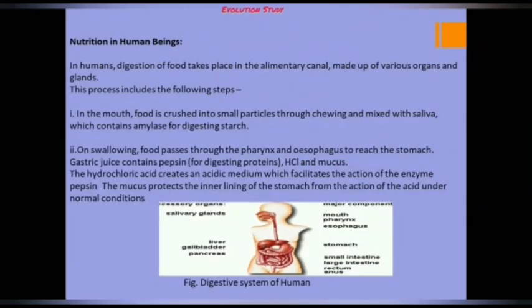Nutrition in human beings. In humans, the digestion of food takes place in the alimentary canal, made up of various organs and glands. This process includes the following steps. In the mouth, food is crushed into small particles through chewing and mixed with saliva, which contains the amylase for digesting starch. On swallowing, the food passes through the pharynx and esophagus to reach the stomach. Gastric juice contains pepsin for digesting proteins, HCl and mucus. The hydrochloric acid creates an acidic medium which facilitates the action of enzyme pepsin. The mucus protects the inner lining of the stomach from the action of the acid under normal conditions.